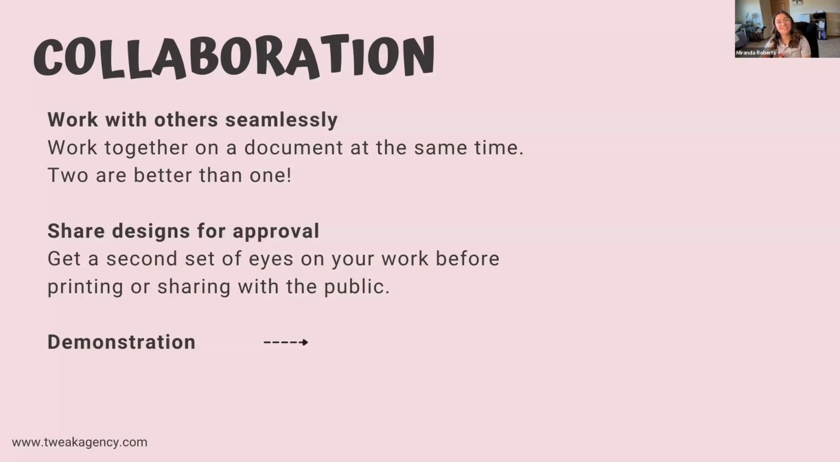Another great part about Canva is the collaboration tools. So you can work seamlessly with other people. You can have two people working on a document at the same time. You'll see their little mouse dragging stuff around and you can drag stuff around. Two are always better than one. So you can work with your team on different things or share designs for approval. Maybe get a second set of eyes before you publish something or print something or get 100 copies made of something. Have somebody else take a look at it. So our next demonstration will show you how you can actually use some of those collaboration tools.